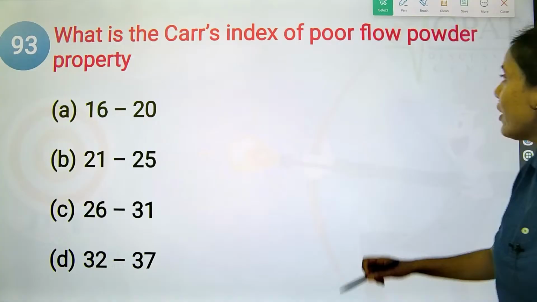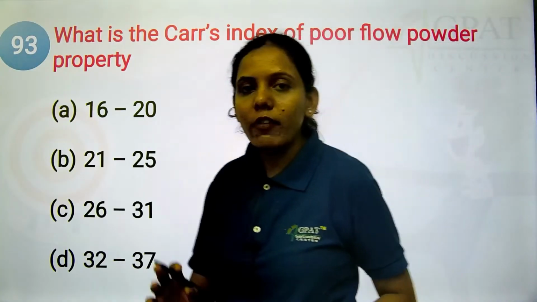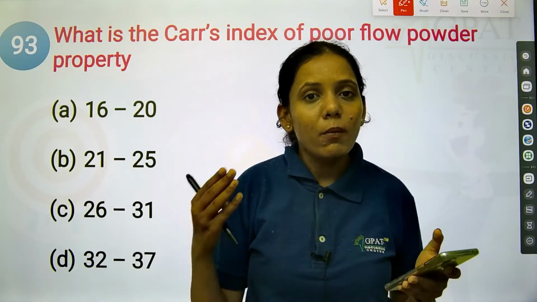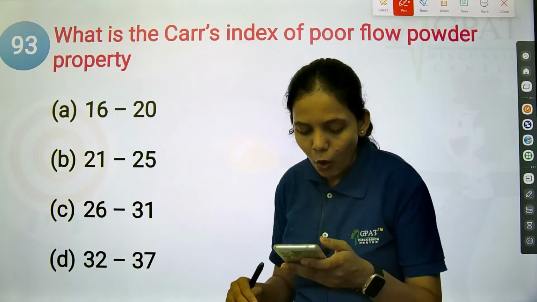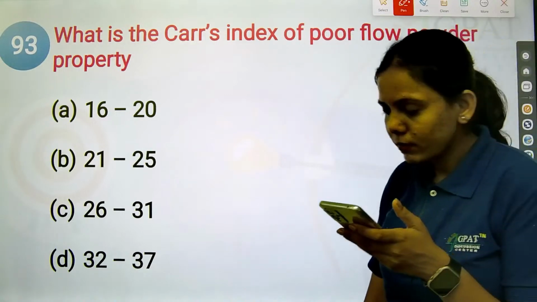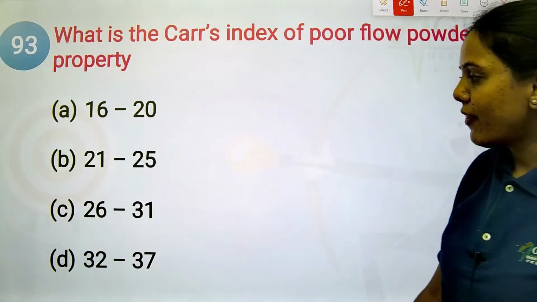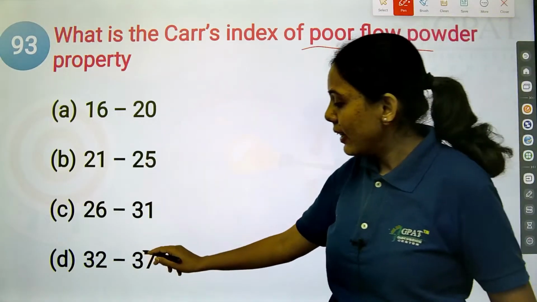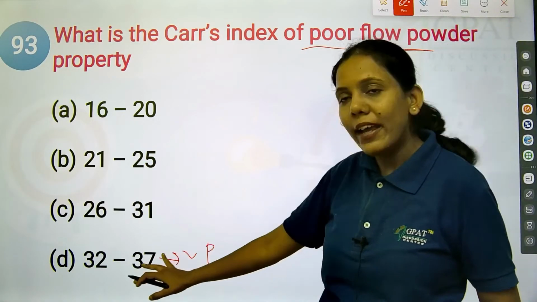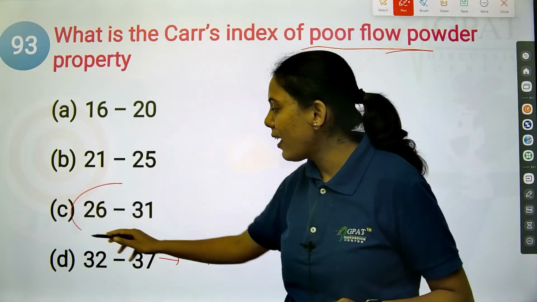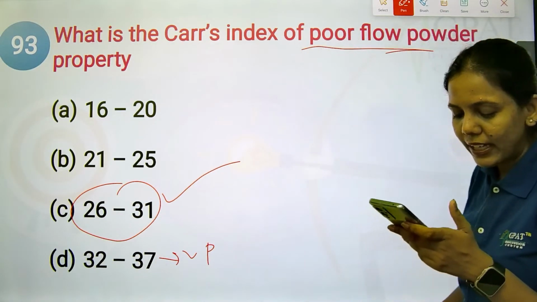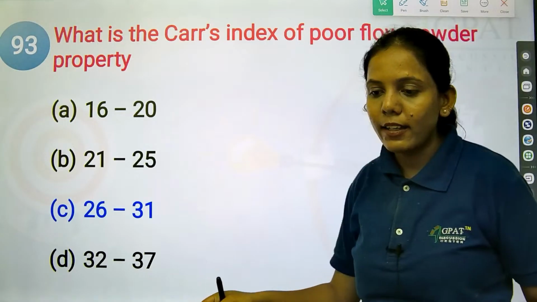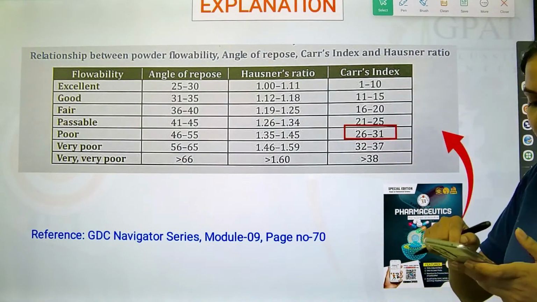What is the Carr's index of poor flow powder properties? Always remember, whether it is Carr's index or Hausner's ratio, the higher the value, the poorer the flow will be. 5 to 15, 16 to 20, 21 to 25, 26 to 31. Higher the value, we said, right? They are asking for poor flow, and higher value becomes very poor. So 26 to 31 is the right answer. That is poor flow.